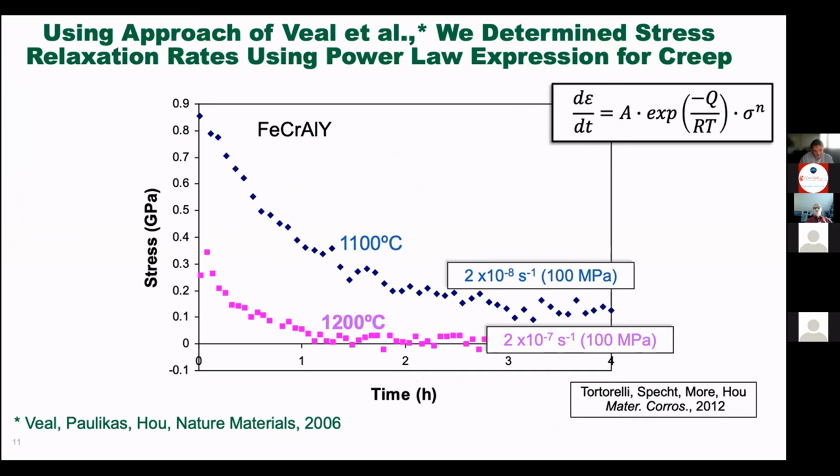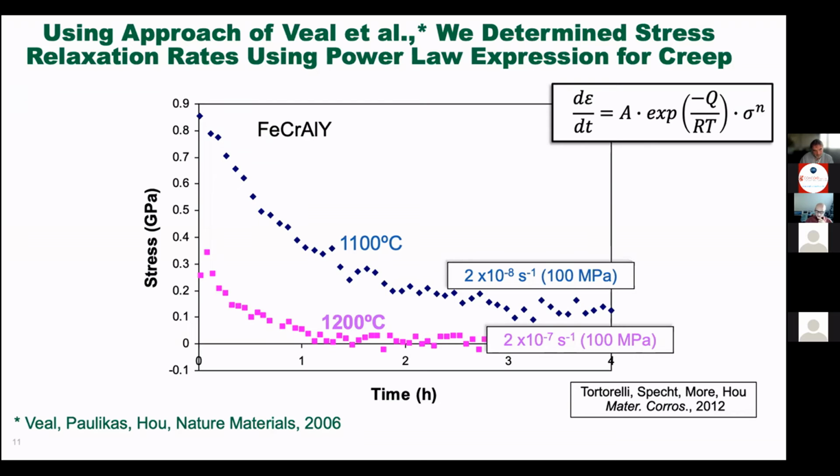Using the analytical approach of Veal et al., we determined our stress relaxation rates using the power law expression for creep. We used n = 2, but n = 1 would work fairly well also, as we know from the literature. But using n = 2 and doing the analysis, we determined at 1200 degrees C a relaxation rate at 100 megapascals of 2 × 10⁻⁷ inverse seconds, and an order of magnitude lower relaxation rates at 1100 C, as you can see here.